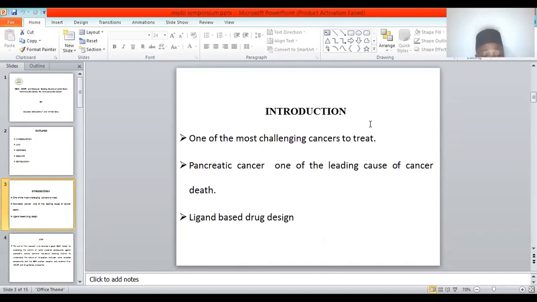Pancreatic cancer is currently one of the leading causes of cancer death due to the fact that its symptoms usually appear at an advanced stage and tend to spread throughout the body. Several in silico strategies have proved to be potential for filtering chemical databases towards biological targets for the design of novel lead drugs.